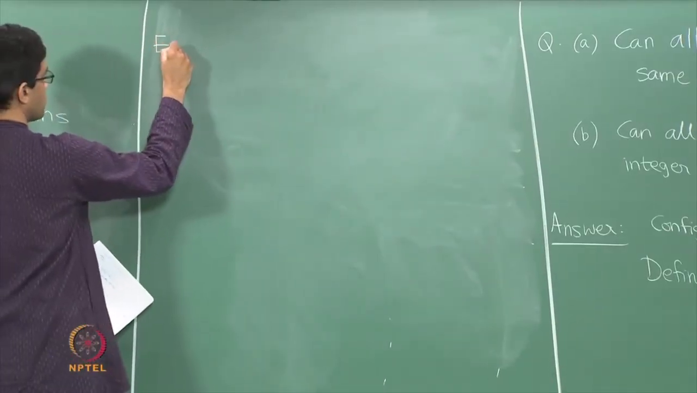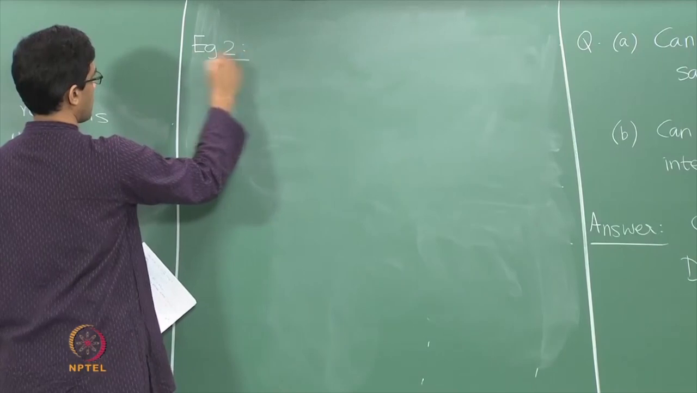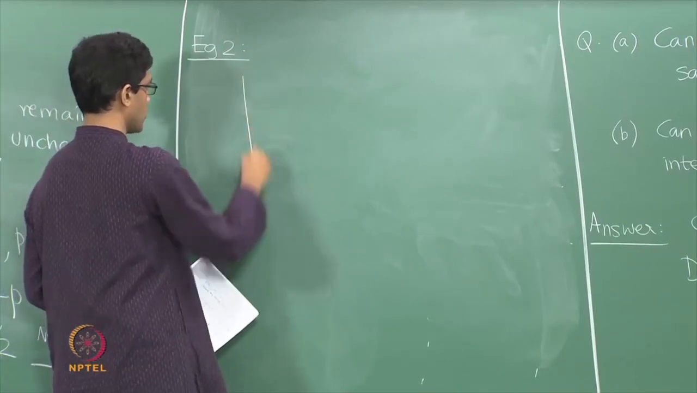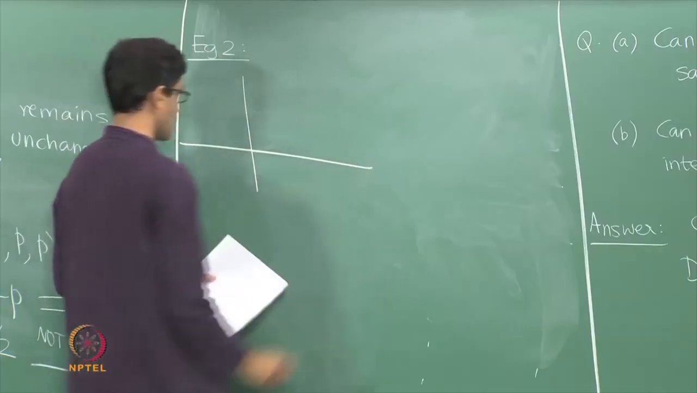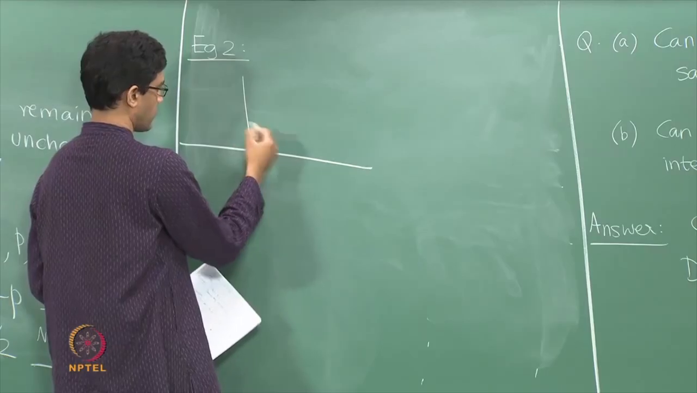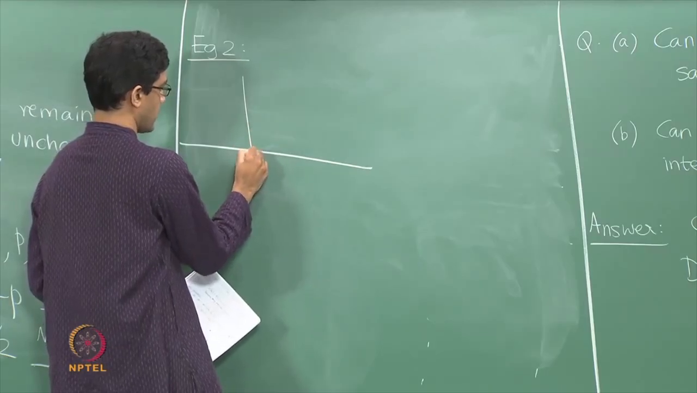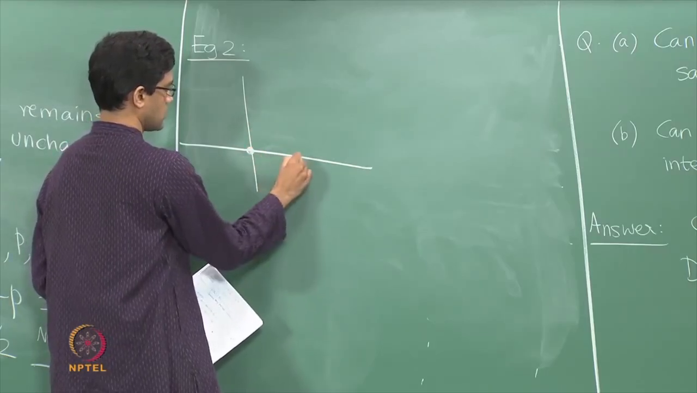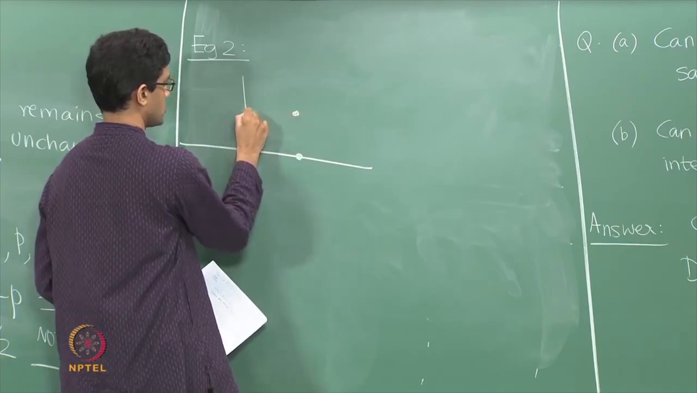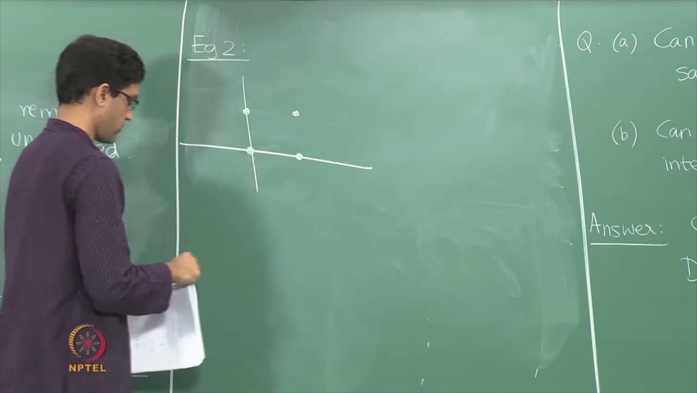So here's example 2. Again, we need to describe a system. So now my system is the following. It's a configuration of four points on the plane. So what are my four points? Let's just say they are the four corners of the unit square. So this is my initial configuration.